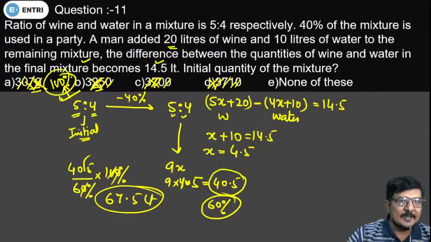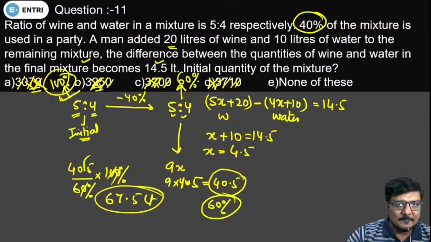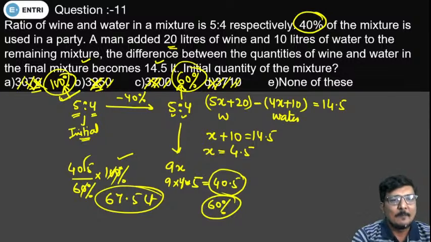The question is saying we have used 40% of the mixture. It means the remaining mixture will be your 60% mixture. So whatever value comes here represents 60% of the initial mixture. The value of 40.5 is equal to 60%, and multiplied by 100%, we will get the initial mixture. Have you got my point? Is the solution clear to all of you? Should we move to our next question?